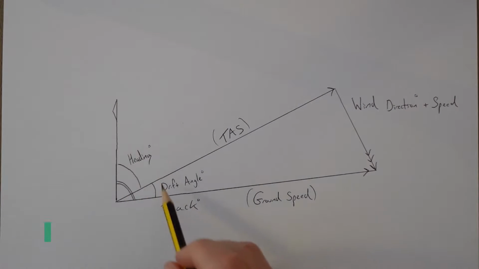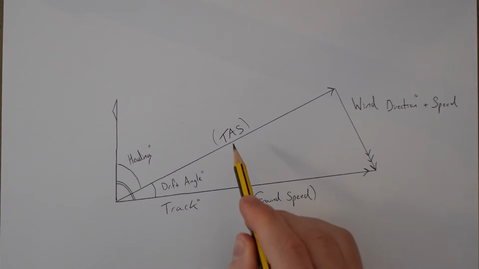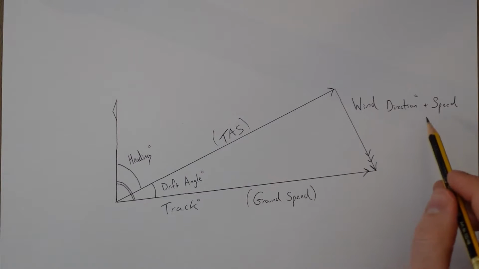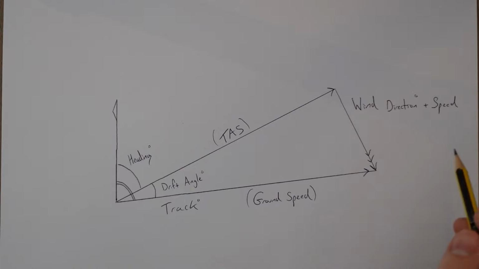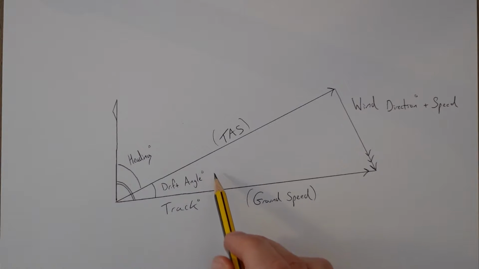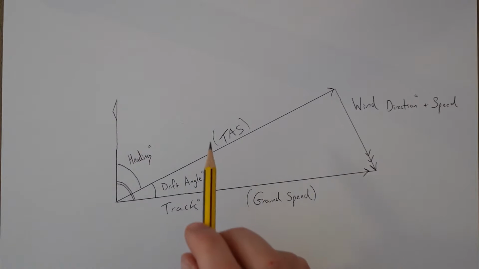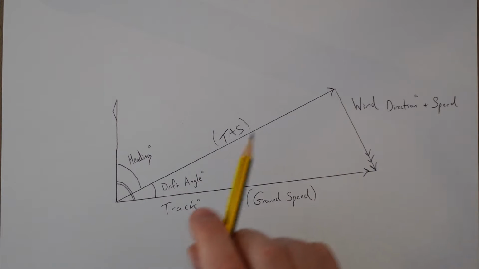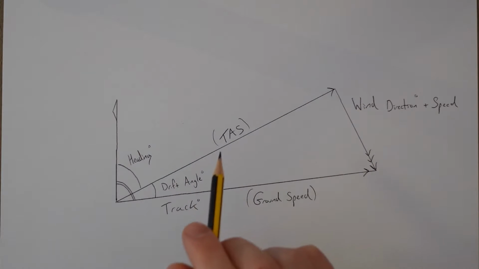Basically we fly a heading at a forward true airspeed. We're blown off by a wind which has a direction and speed of its own, and that makes us fly a track over the ground at a specific ground speed. And we drift off by an appropriate drift angle. And if we apply a correction that is equal and opposite to that, we won't drift, we'll fly directly along the ground in the same direction that we.